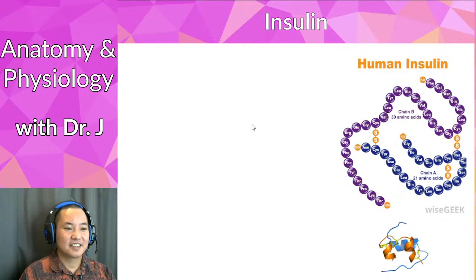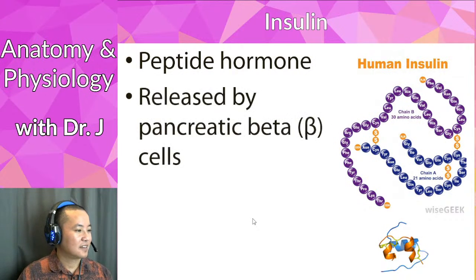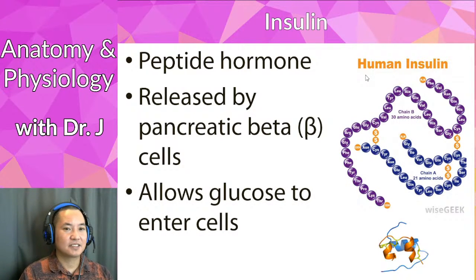So insulin, again, look at this structure. What do we see? A ribbon of amino acids all daisy-chained together. Therefore, it's a polypeptide. Therefore, it is a peptide hormone, a protein hormone. Now, these are released by pancreatic beta cells. So again, it's not alpha cells that produce insulin, it's beta cells. And what's the major effect of insulin on glucose? It basically allows glucose to be taken in from the bloodstream and into cells.